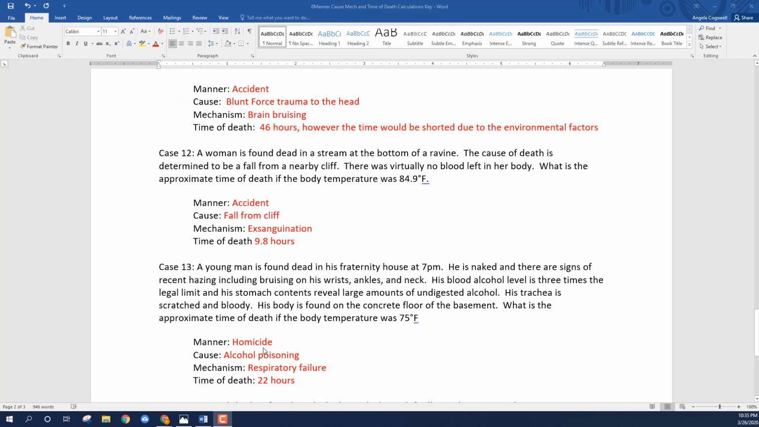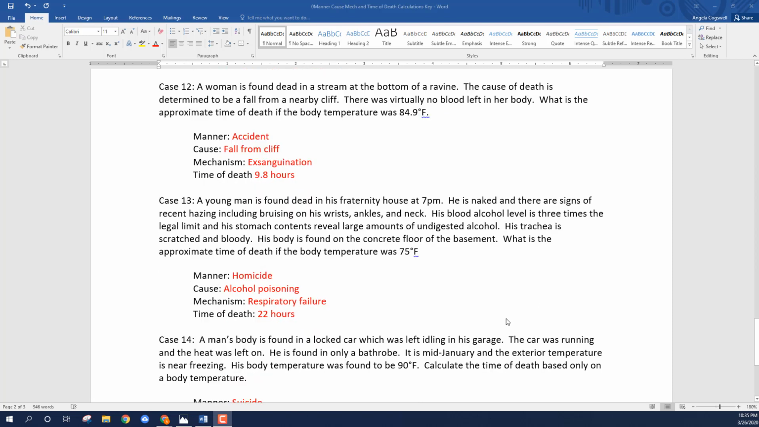So we're going to call this a homicide because he was at some point tied up. There was evidence of hazing. Even though there's no intent, the people didn't mean to kill him, most likely. He did die as a result of their actions. Alcohol poisoning is what killed him, and one of the mechanisms of alcohol poisoning death is respiratory failure. We've got a TOD of 22 hours, which is just horrible to think that this guy might have been dead in the frat house for a day before somebody found him.